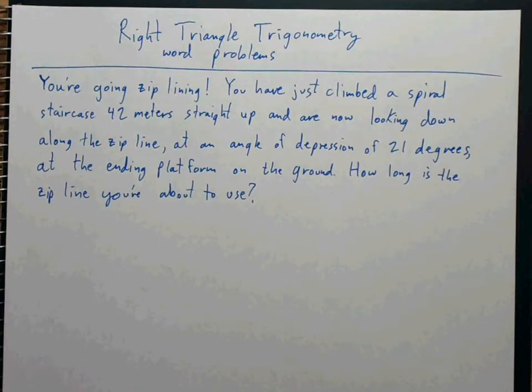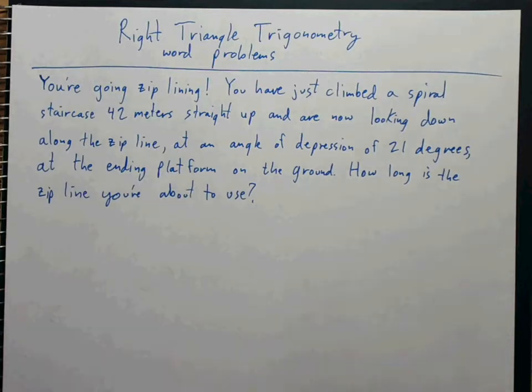And we are back. We're looking at right triangle trigonometry word problems. So here is one that I hand wrote here. I'll read it to you. You can read along. You're going ziplining. You have just climbed a spiral staircase 42 meters straight up and are now looking down along the zip line at an angle of depression of 41 degrees at the ending platform on the ground. How long is the zip line you're about to use?